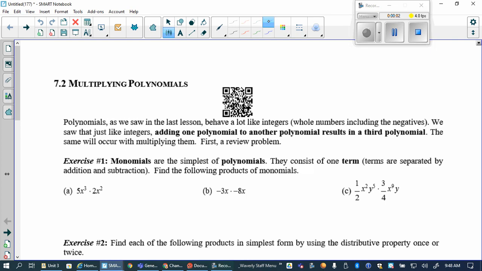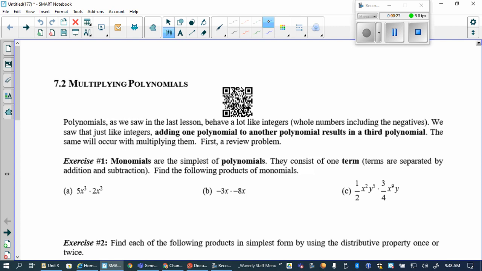All right, so multiplying polynomials. We've already covered our exponent rules, right? When you multiply, you have exponents and you multiply like bases, what do you do with the exponents? Add them. And if it's power to a power, what do you do with the exponents? Multiply them, right?